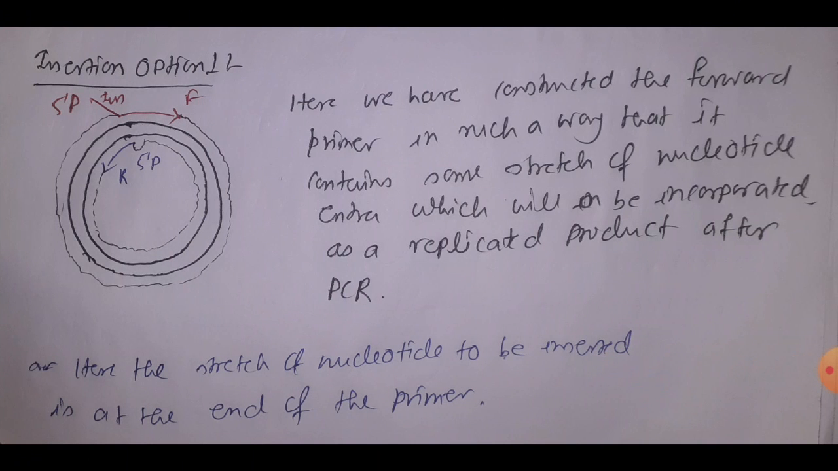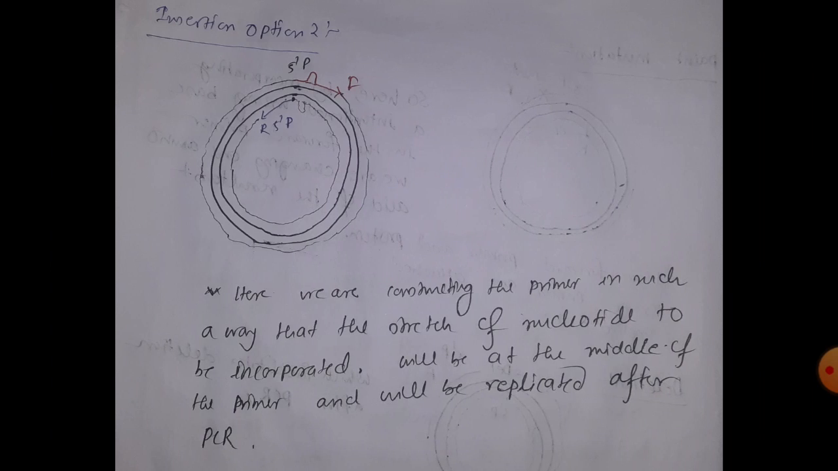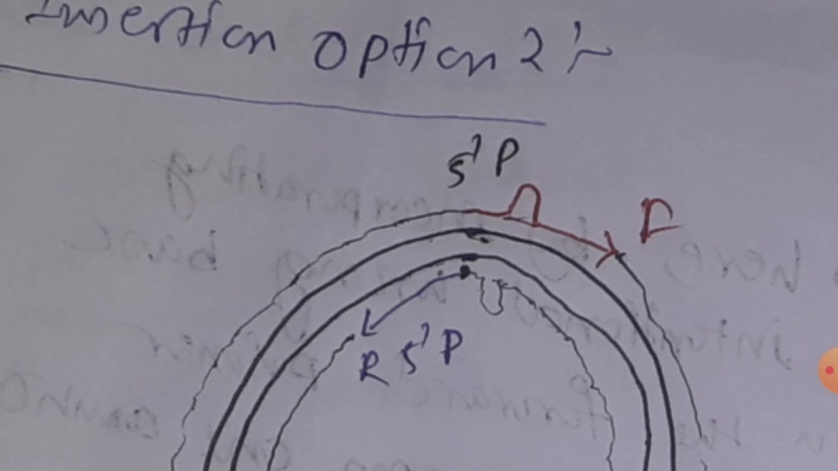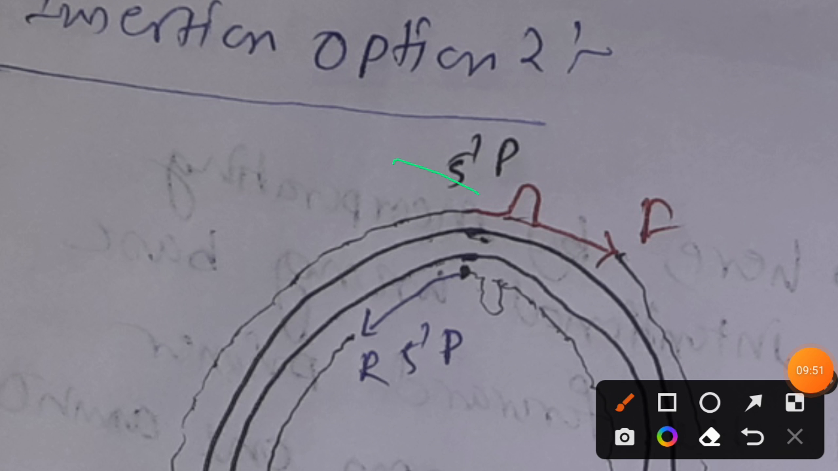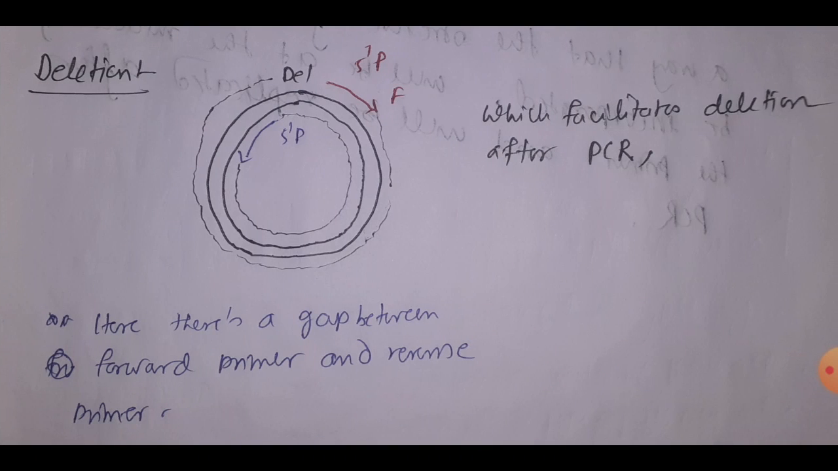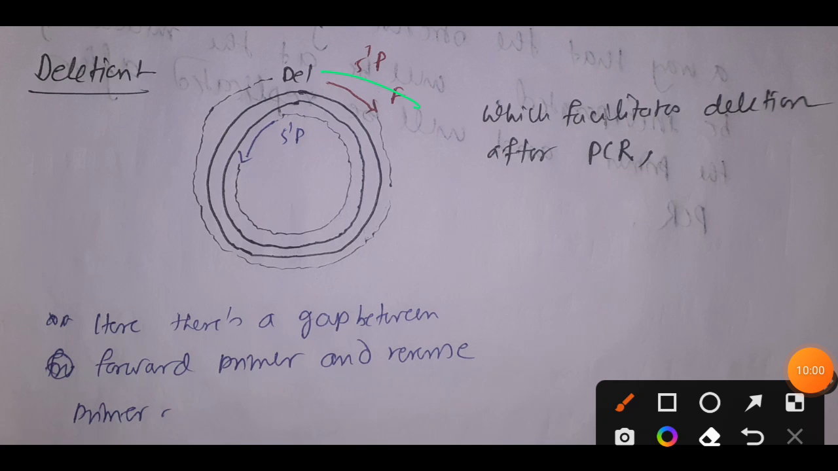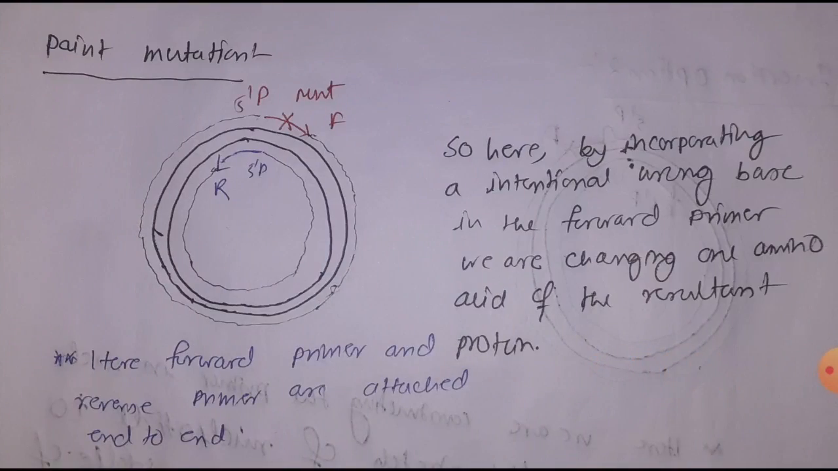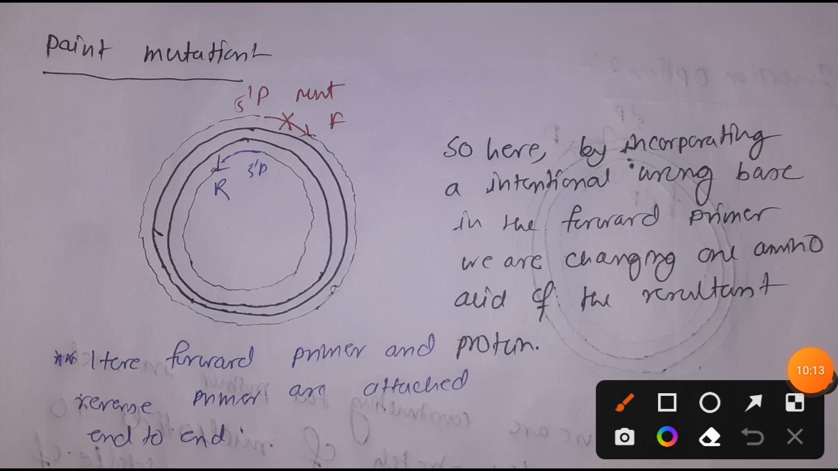So those are the various things that we can do with the help of site directed mutagenesis. We can incorporate a particular stretch of nucleotides in any position that we want, right? By incorporating that particular nucleotide either at the end of the primer or at the middle of the primer. Okay, and we can also do a deletion by attaching the forward primer and reverse primer by keeping a gap in between them. Okay, and the very first one that we have also discussed in detail, that is the point mutation. We can incorporate this with the help of site directed mutagenesis.